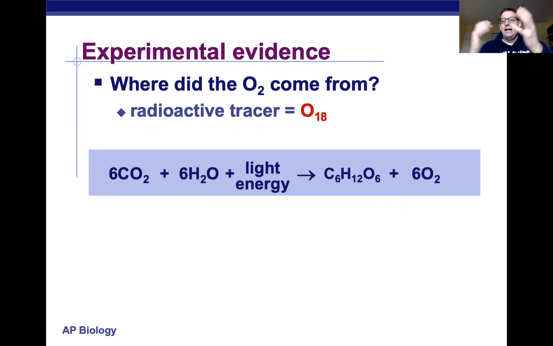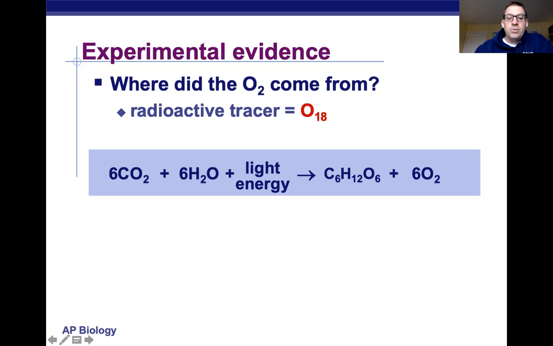Okay, so one experiment that was done in the early 1900s was done to figure out where the oxygen gas that's released comes from in photosynthesis. Does it come from the carbon dioxide or does it come from the water? And so a radioactive tracer, a radioactive isotope of oxygen, oxygen 18, has 2 more neutrons than the more common form of oxygen, which is oxygen 16, and it is radioactive. It will decay because it is unstable.